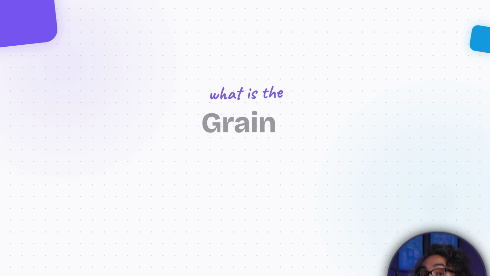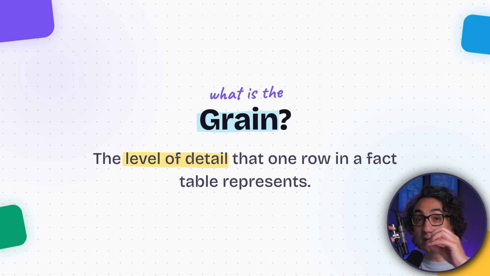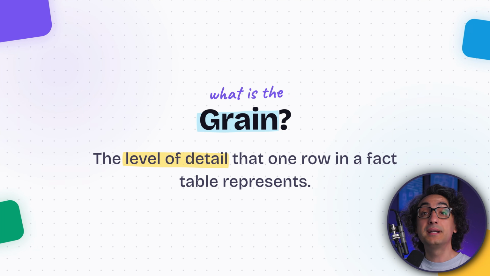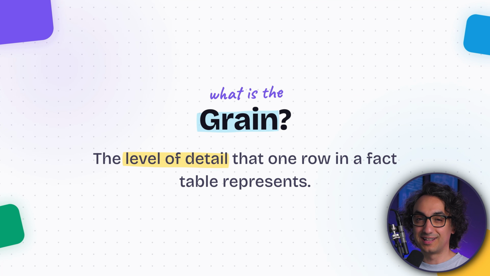So now of course the big question is, what is a grain? The grain is the level of details that one row in your fact table represents. So now, of course, in order to understand what this exactly means, we're gonna have a very simple example.